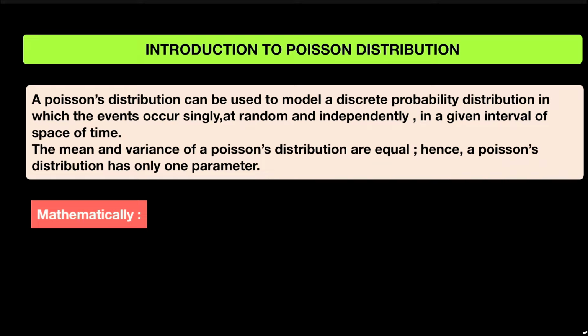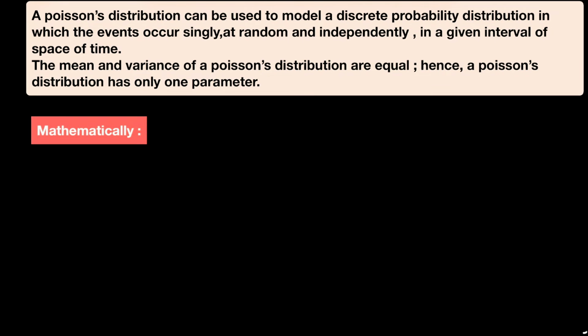Introduction to Poisson distribution. A Poisson distribution can be used to model a discrete probability distribution in which the events occur singly, at random, and independently in a given interval of space or time, and the mean and the variance of the Poisson distribution are equal. Hence, a Poisson distribution has only one parameter. This is the definition. So let's understand what is meant by this definition mathematically.